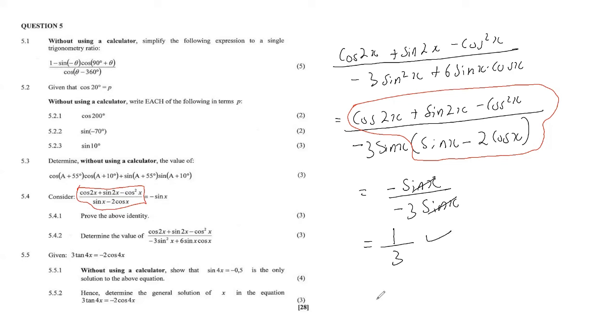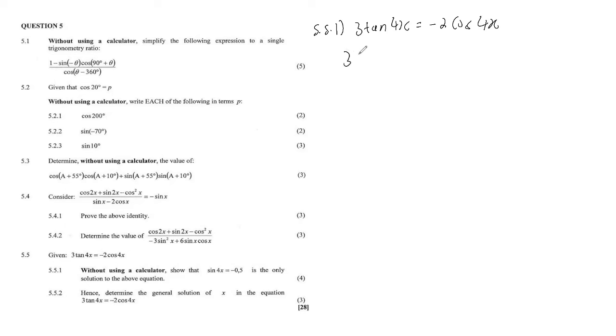Okay, now let's look at 5.5.1. We are given 3 tan 4x is equal to negative 2 cos 4x. And now what we needed to do here is just break down the tan. If we say 3 sine 4x over cos 4x, this will be equal to negative 2 cos 4x. So it says, without using a calculator, show that sine 4x is equal to negative 0.5. Then if we cross multiply, 3 sine 4x is equal to negative 2 cos squared 4x, right?